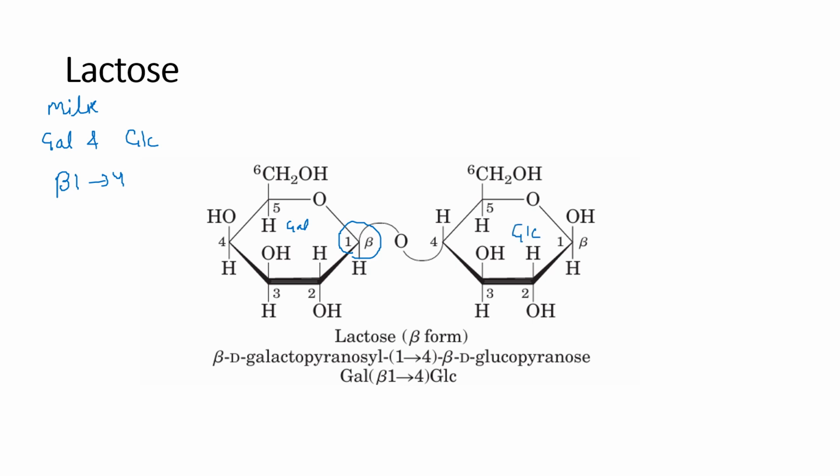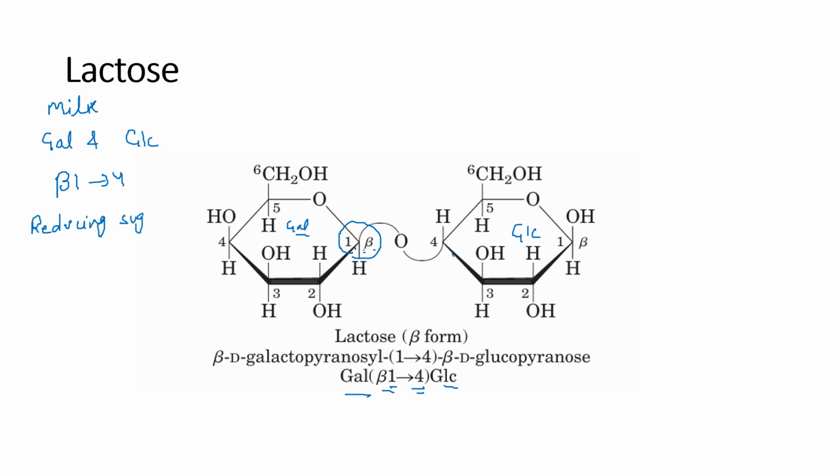So the linkage is between the 1 and 4. This C1 is of galactose and the C4 is of glucose. And it is the beta form, as you can see over here. The anomeric carbon involved in the glycosidic bond is in beta form. So this is a beta 1,4 linkage, and the anomeric carbon involved is of galactose, not glucose. So like maltose, it is also a reducing sugar.